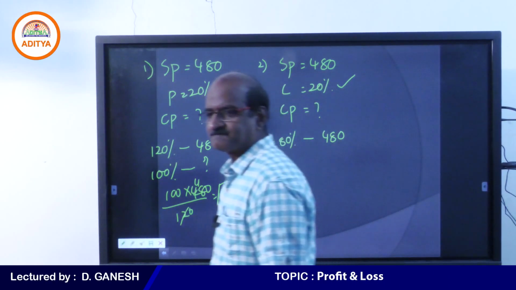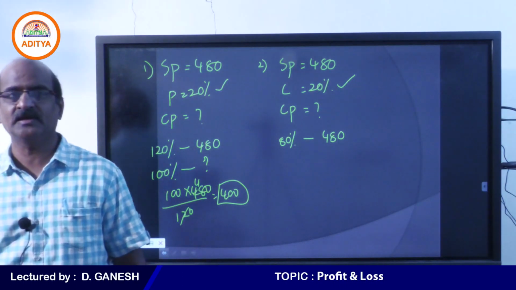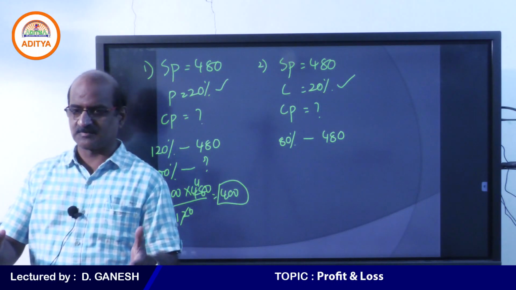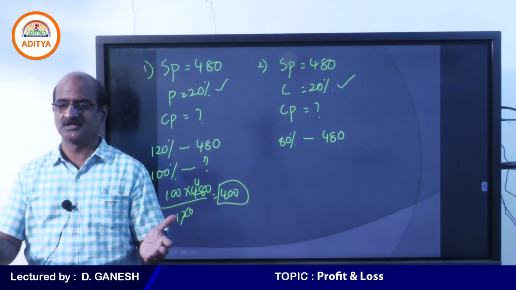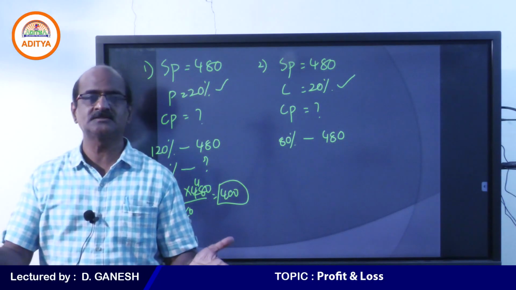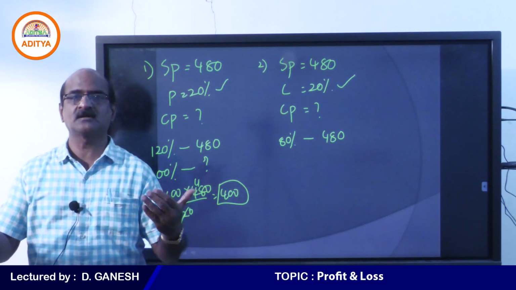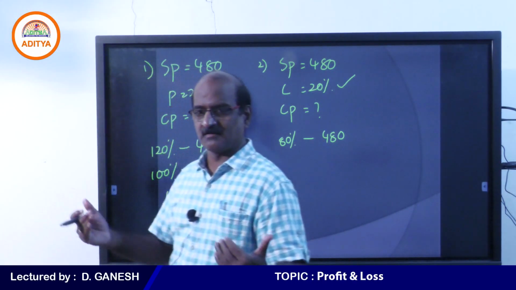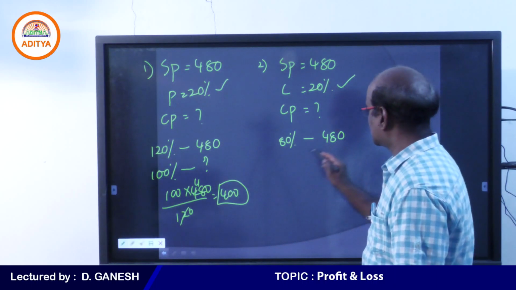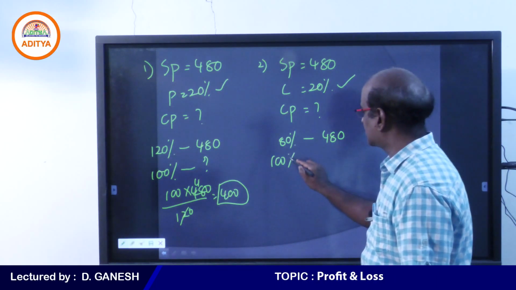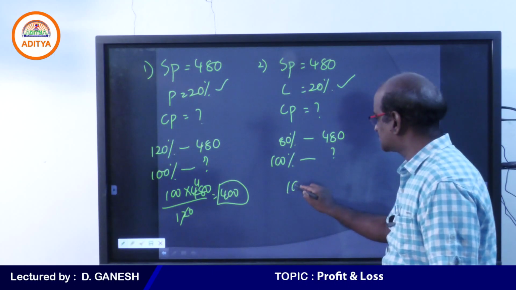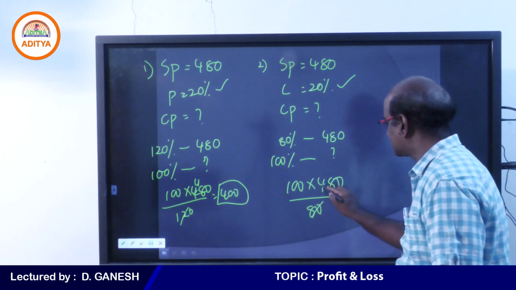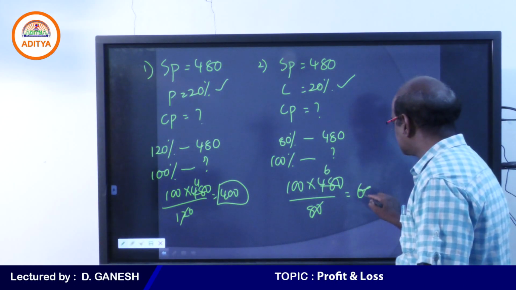You know why? Because by selling for 480, you lose 20%. You lose 20% means you get only 80% of your investment back. So 80% is 480. Now the question is, what is the cost price? So cost price is obviously 100%. Therefore, it is 600 rupees.